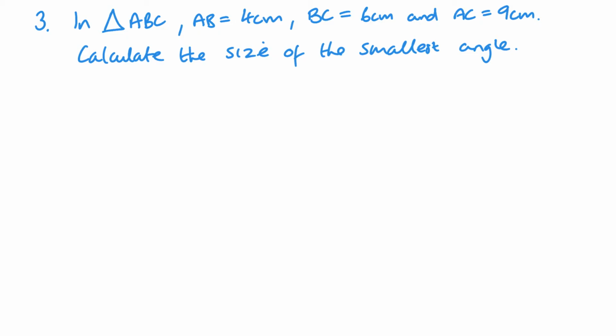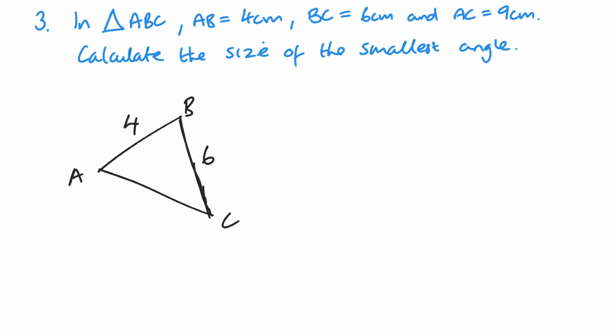Okay, while it's not necessary, I would always recommend sketching out these triangles. It doesn't have to be a perfect triangle, as you can see I've just done here. I'm just going to stick these on. AB is 4, BC is 6, AC is 9. Okay, and the smallest angle is going to be opposite 4, so it's this angle C. And that sketch just makes it a little bit easier for me to work out.